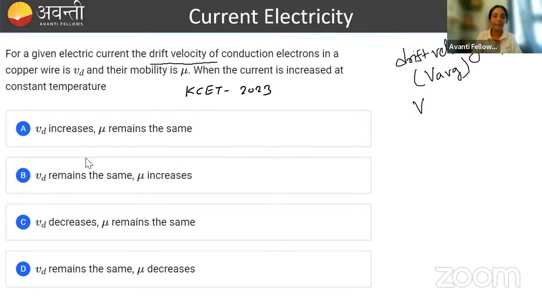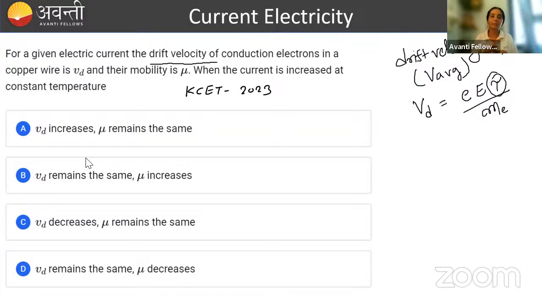It is generally indicated as Vd and its formula is e, that is charge on electron, into E, that is electric field value present, tau, that is relaxation time, divided by m, that is mass of electron. So tau is what? Relaxation time.